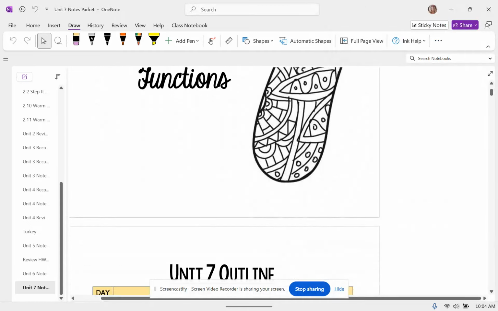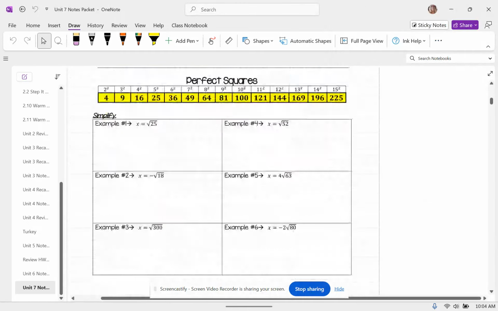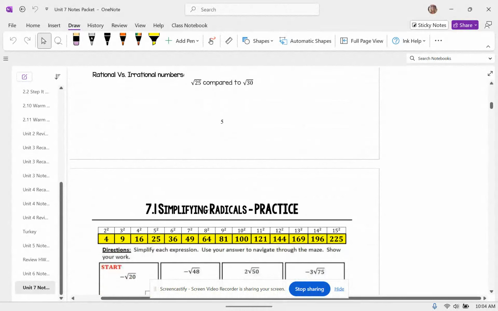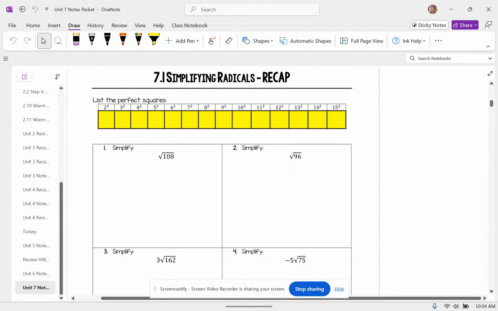Hey guys, alright, today we are going to open up to page 5, okay? And we're going to do this little recap together, okay? So on page 5, the top says, list the perfect squares.